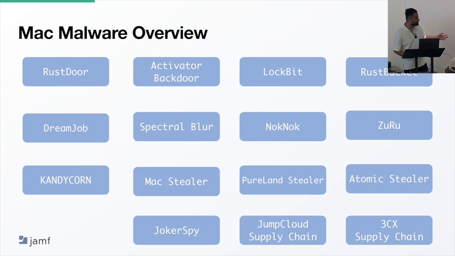So we covered a number of different malware today, backdoors, APT malware. There's a lot to cover, and there's probably others that I missed. There's also Candy Corn, which I didn't get into.